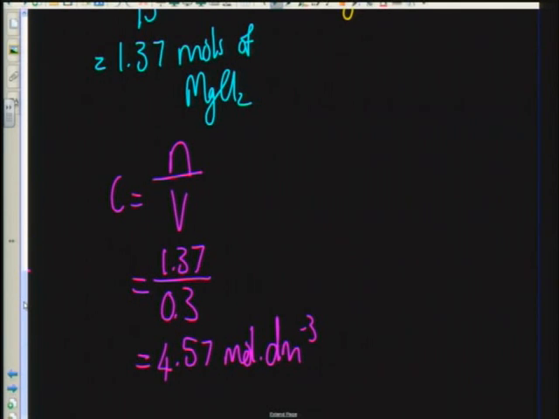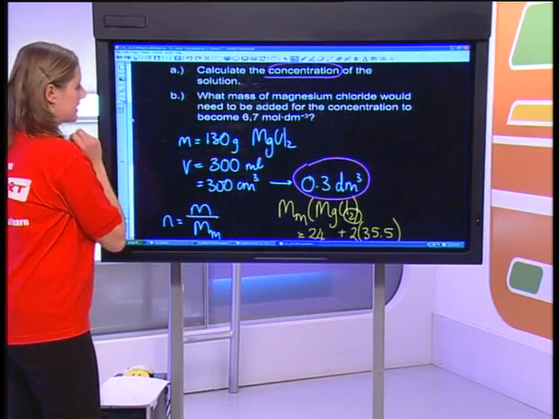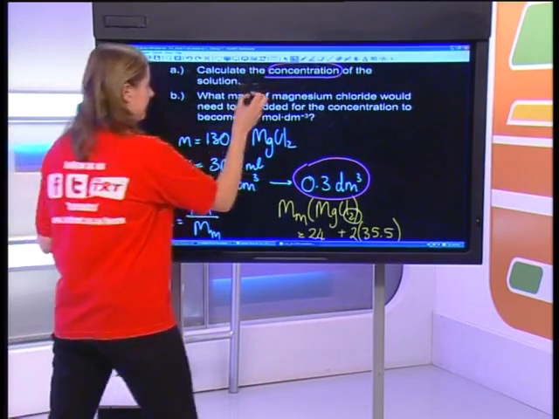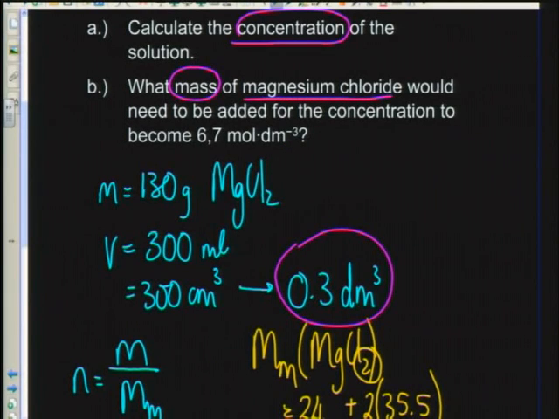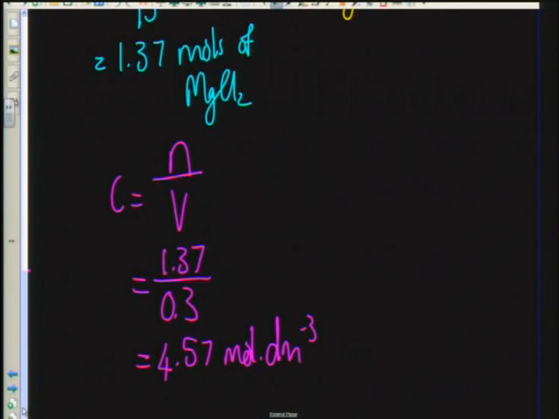I hope that helps, and you're working through that. Let's go to the last part of the question, part B. What mass of magnesium chloride would need to be added, oh, this is interesting, for the concentration to become 6.7 moles per cubic decimeter? It already was 4.57, okay? We're now asking what would need to be added.